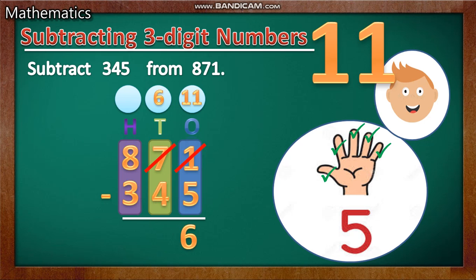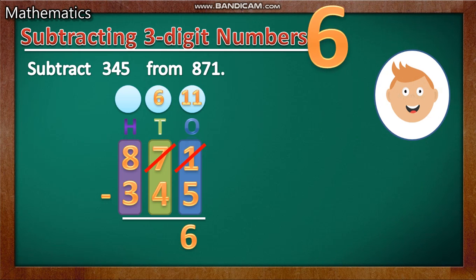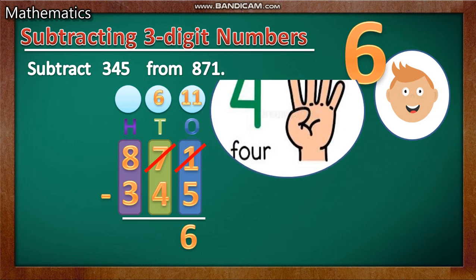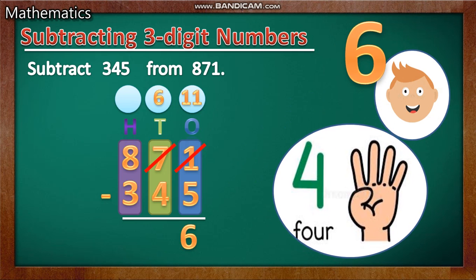Now let's do 6 minus 4. I told you to take 6 in your mind and 4 in your hand. Then count back. 6, 5, 4, 3, 2. Here 2 is the answer.